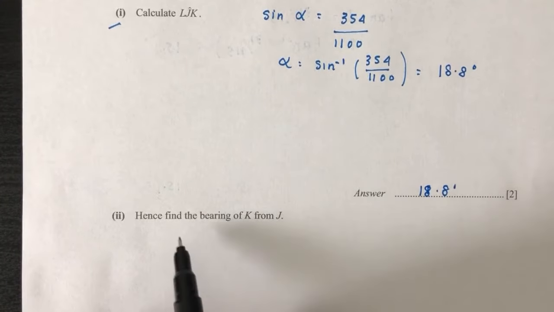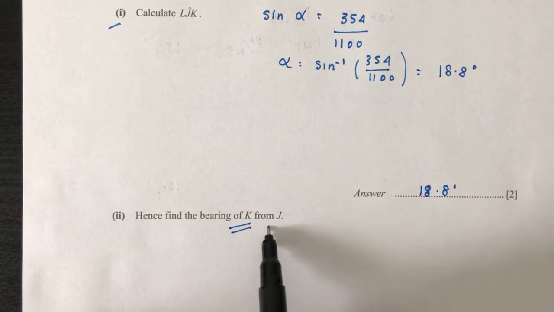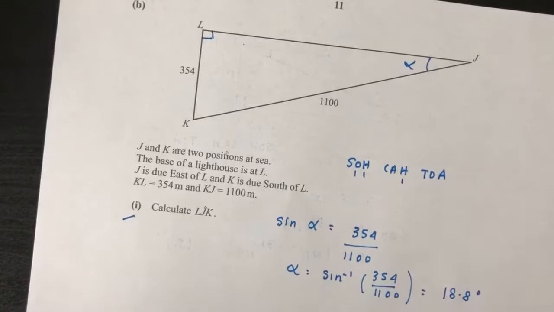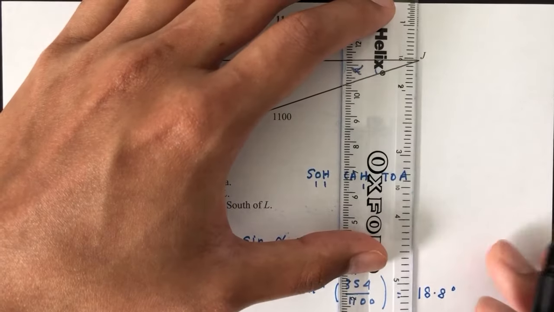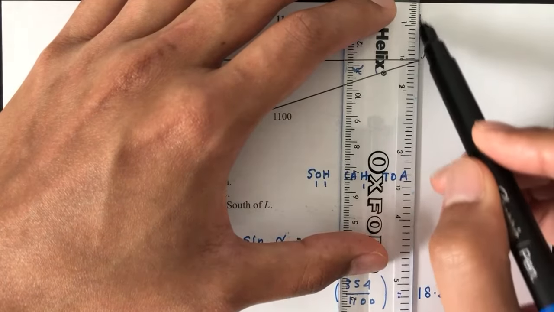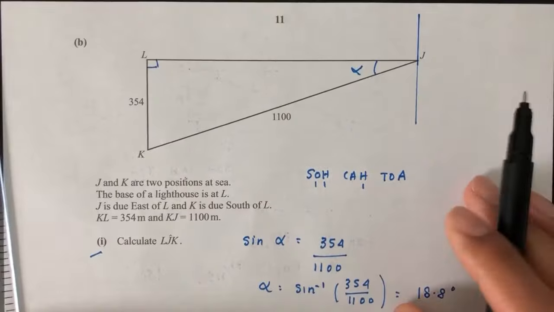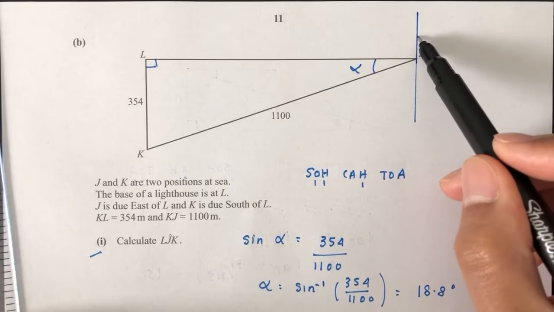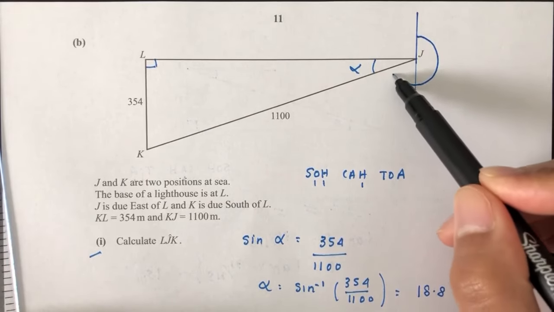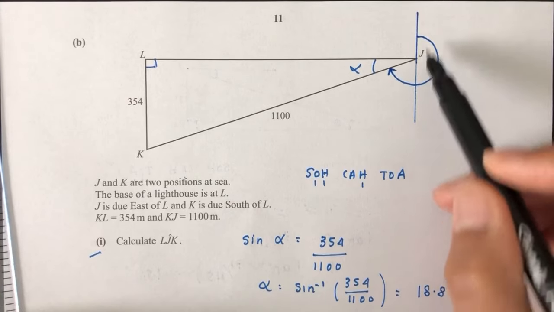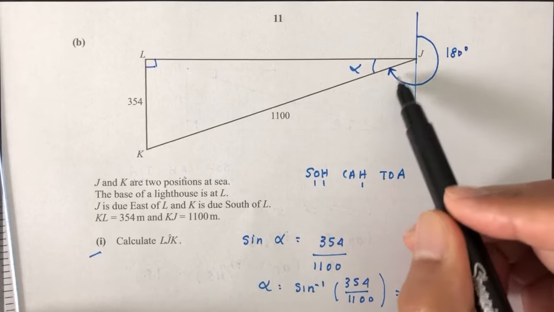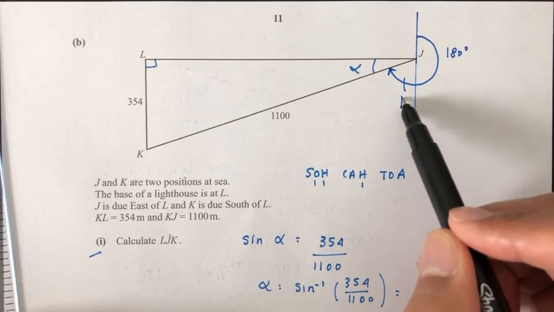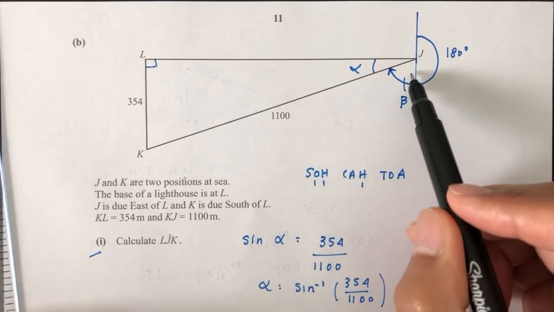Now for part 2, hence find the bearing of K from J. So bearing of K from J. So from J, you have to go to J and draw a line and see what angle we need to find. So we need to find this bearing. So this thing here is 180, and we need to find this. Let's call this this. So how do you find this angle here?